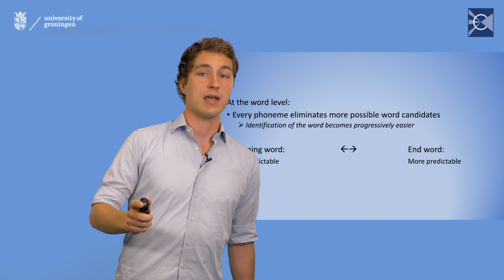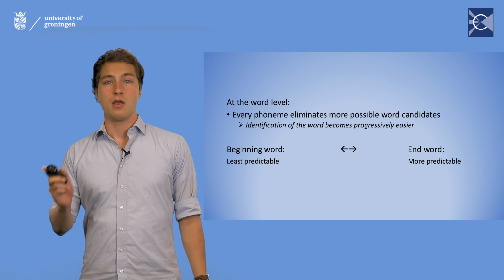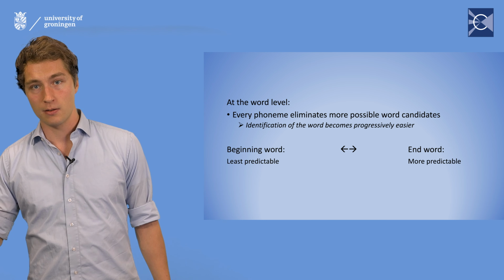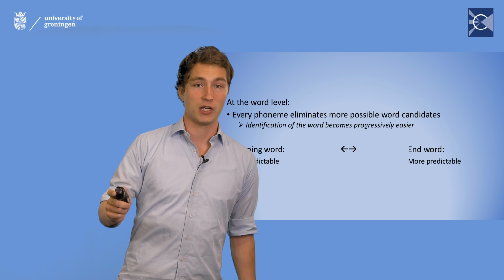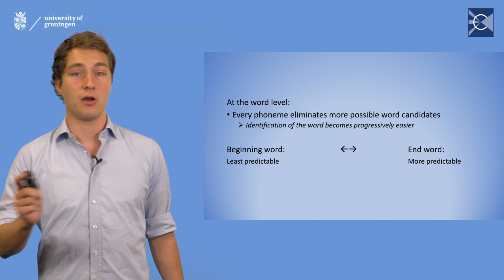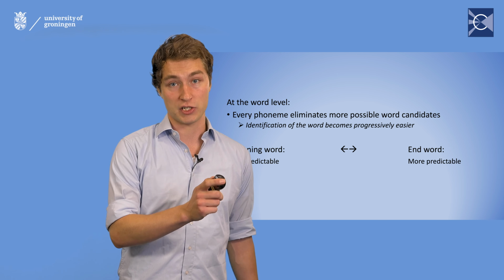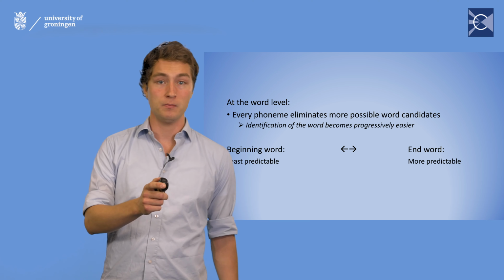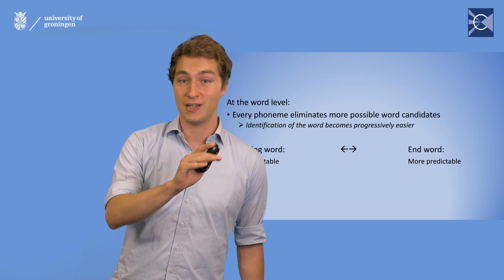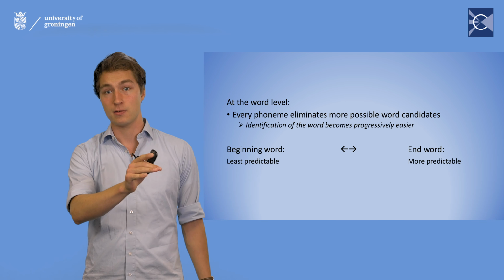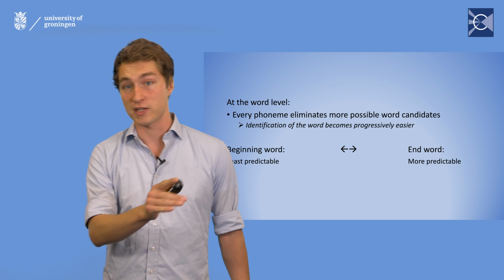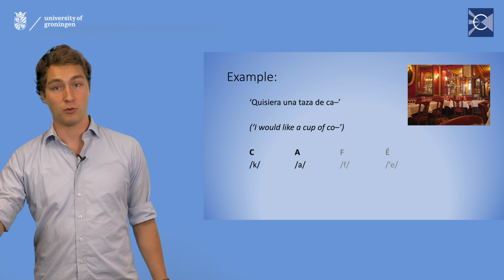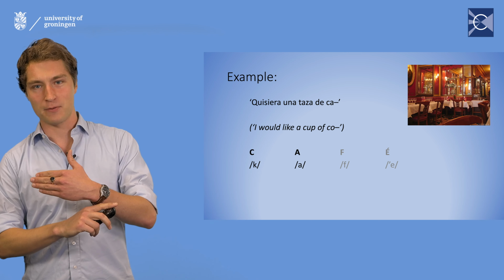So similarly, at the word level, every pronounced phoneme eliminates a large number of word candidates, which makes the identification of the word progressively easier. Initially, the hearer knows nothing, therefore the beginning of the word is least predictable, but the beginning of the word eliminates a large number of word candidates, a large number of word options, which makes the end of the word far more predictable than the beginning of the word.